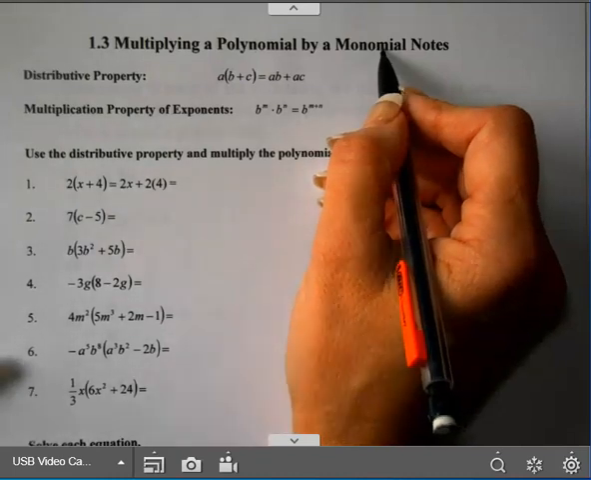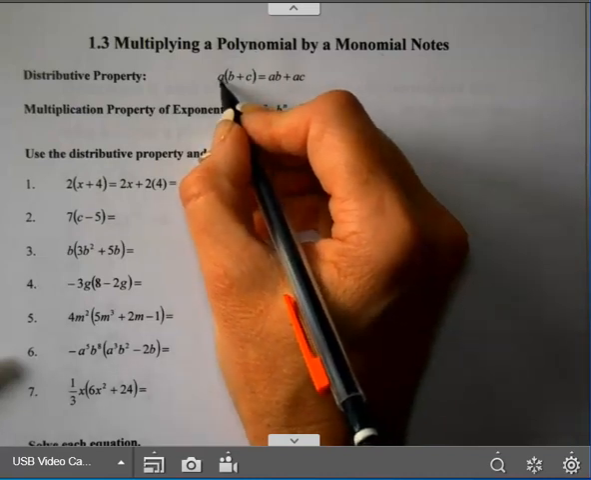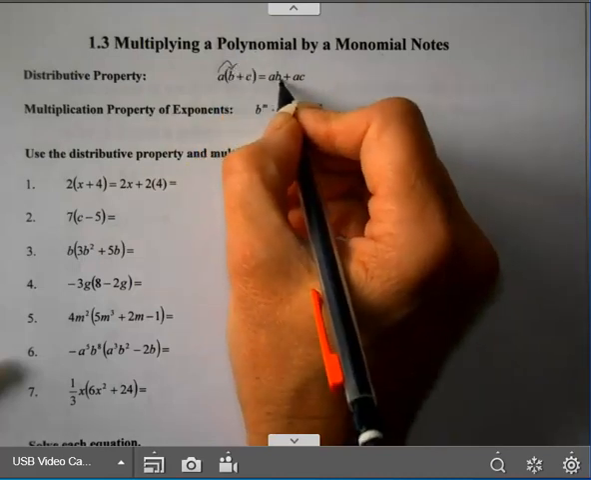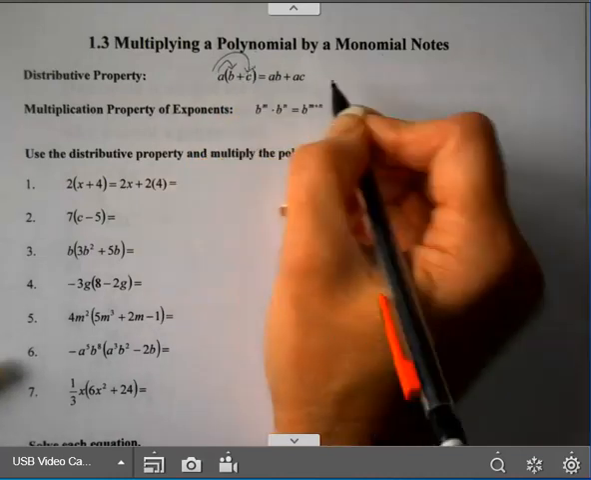For the distributive property, everything in the parentheses gets multiplied by this number on the outside. So you're going to multiply the a times the b, so ab, plus, and then you'll multiply the a times the c, and that gives you ac.